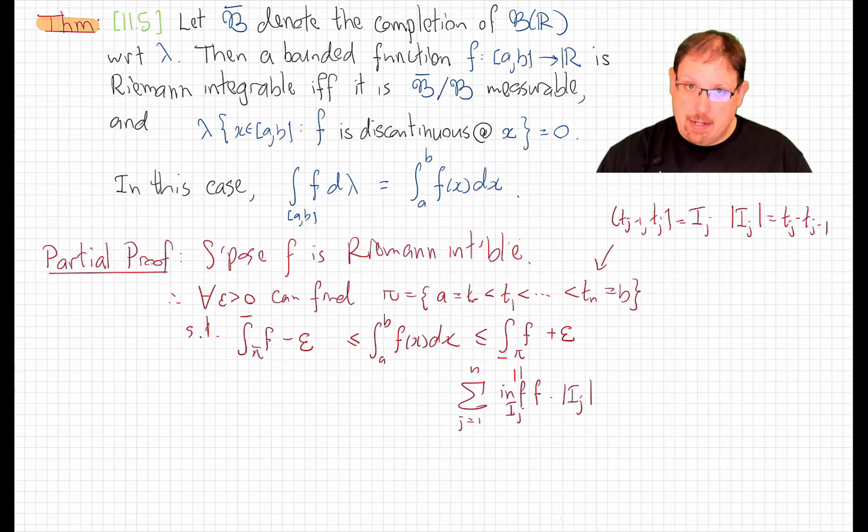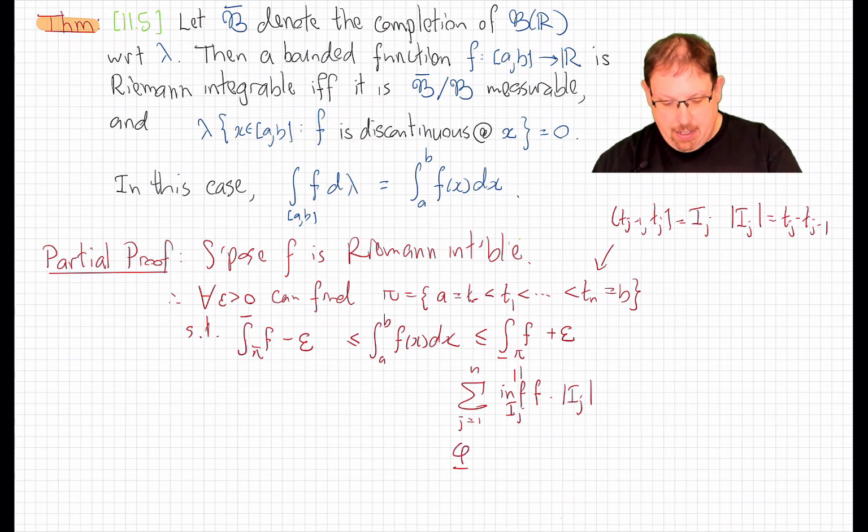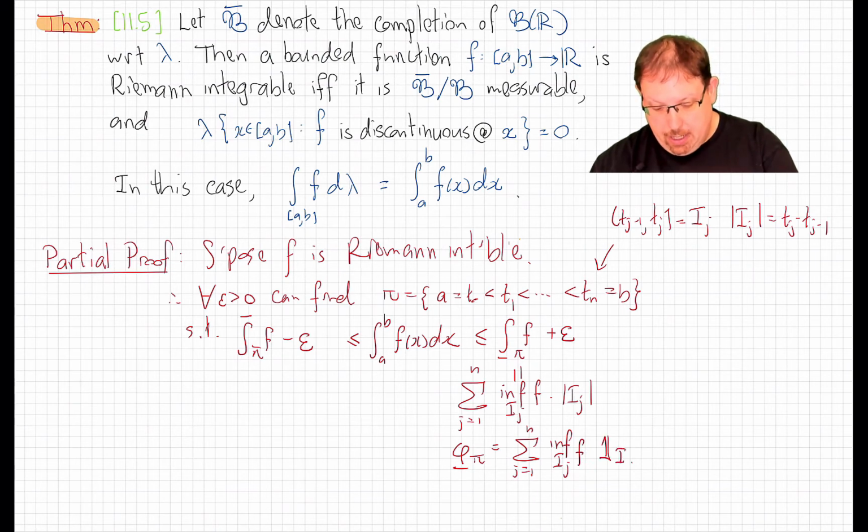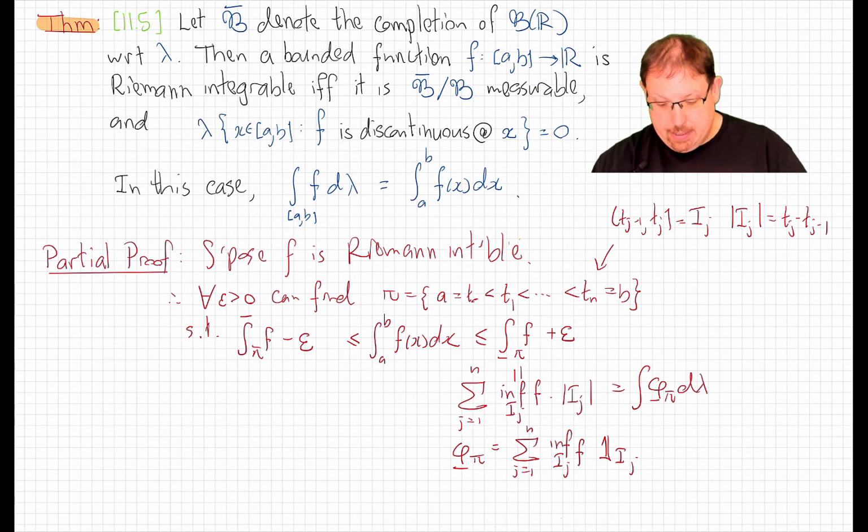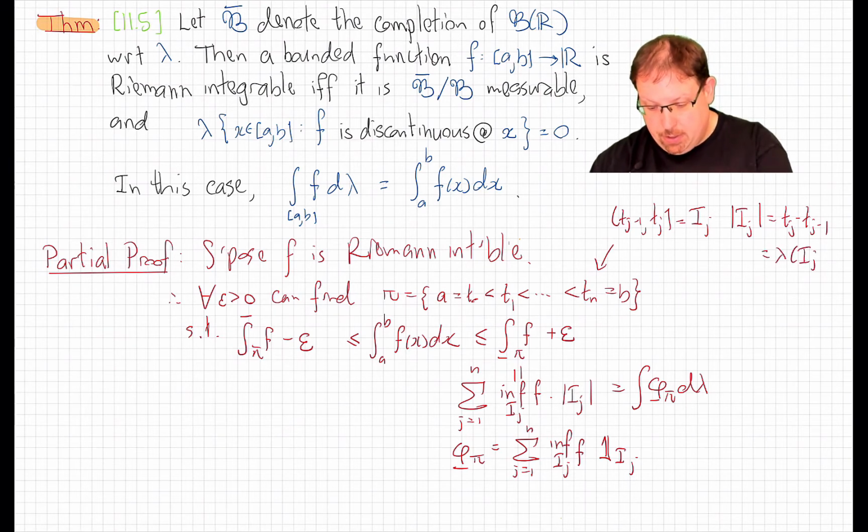But we can write that as a Lebesgue integral of a simple function. If I define phi lower sub pi to be the simple function which takes values infimum on I_j of f on the interval I_j, then this sum is nothing other than the Lebesgue integral of phi lower pi d lambda, simply because the length of the interval is indeed lambda, the measure of that interval.